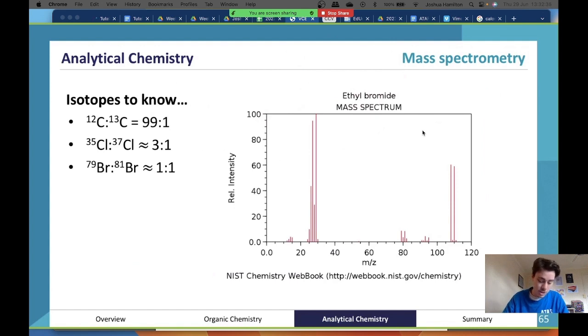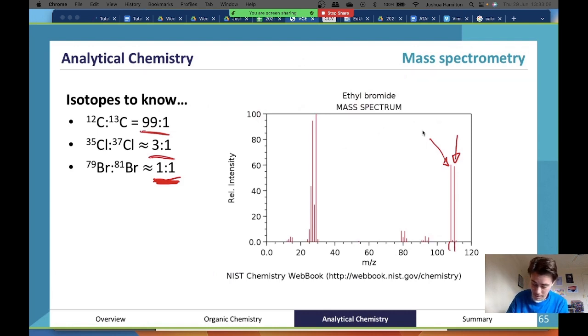Isotopes to know are carbon 12, carbon 13, chlorine, and bromine, the ones I've already talked about. As you can see, at our molecular peak here, there are two that are really distinctly big. You would call this one the molecular peak. However, this one would also realistically be a molecular peak because these are about a 1-to-1 ratio. These ones are far less common, 99 to 1. This one's 3 to 1, but this one's 1 to 1. There's as much bromine 79 as there is bromine 81, so that's why they're equally split.